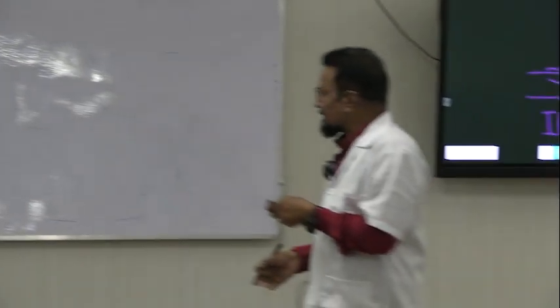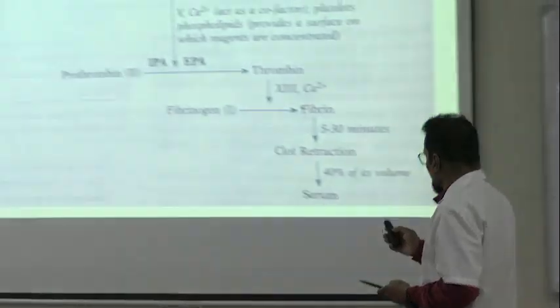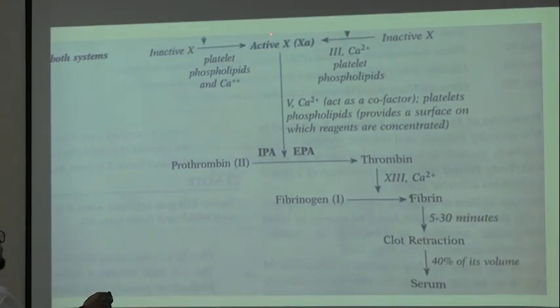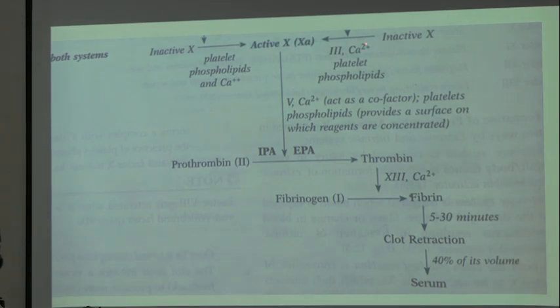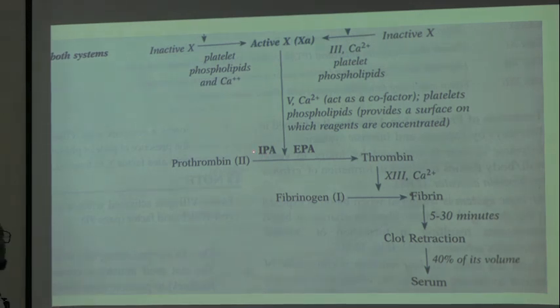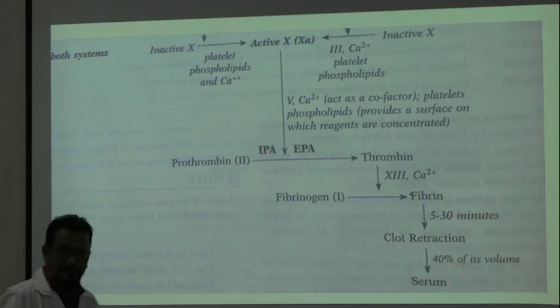What does this 10A do? Active 10A, with the help of factor 3, calcium ion and platelet phospholipid, will stimulate prothrombin into thrombin enzyme. Now thrombin is an enzyme which, in the presence of factor 13 and calcium ion, will convert fibrinogen into fibrin.